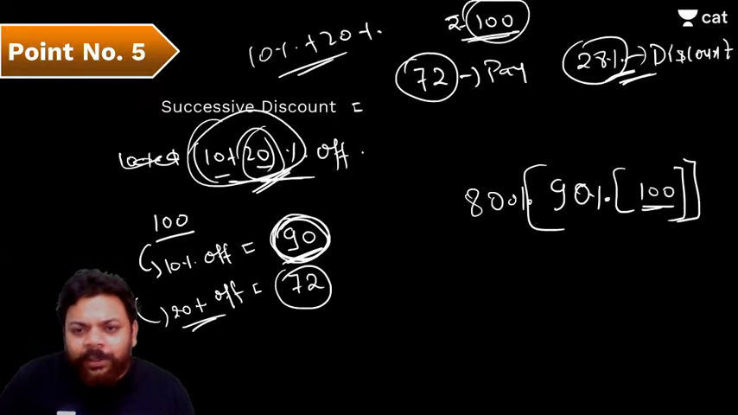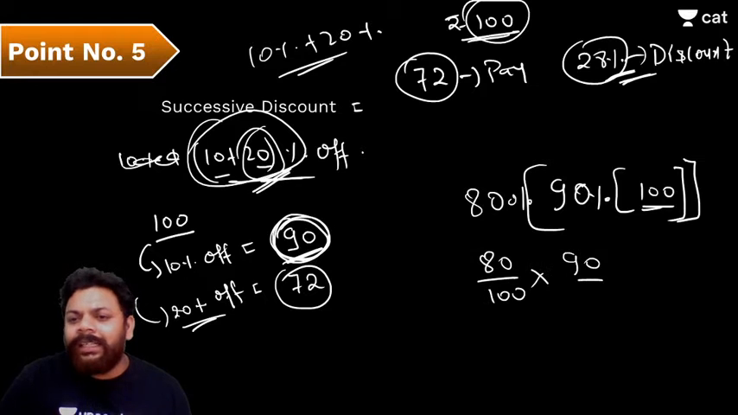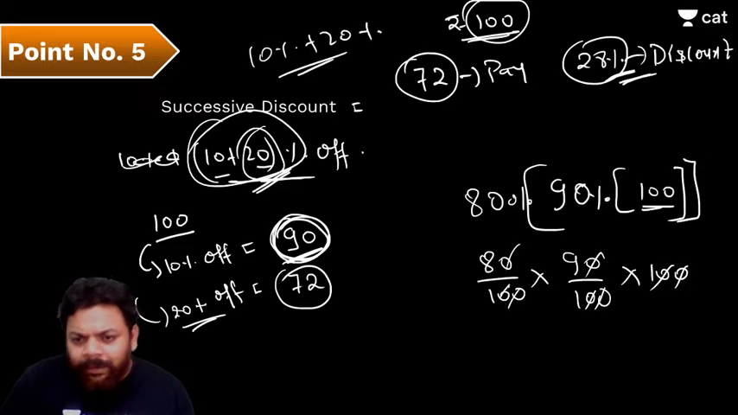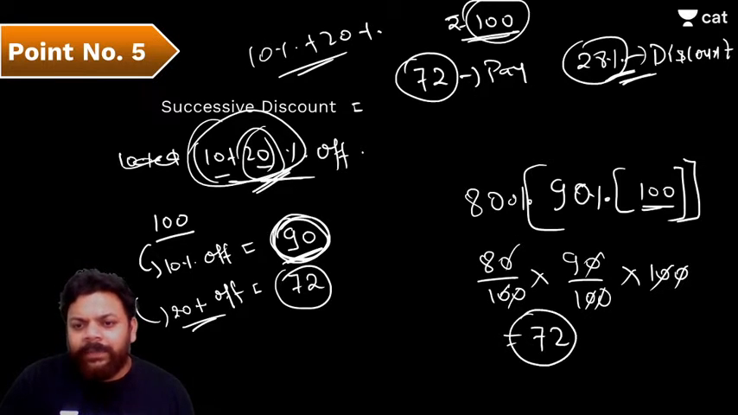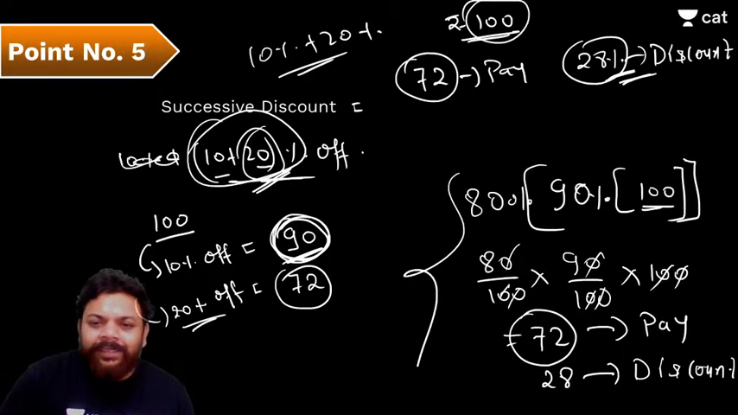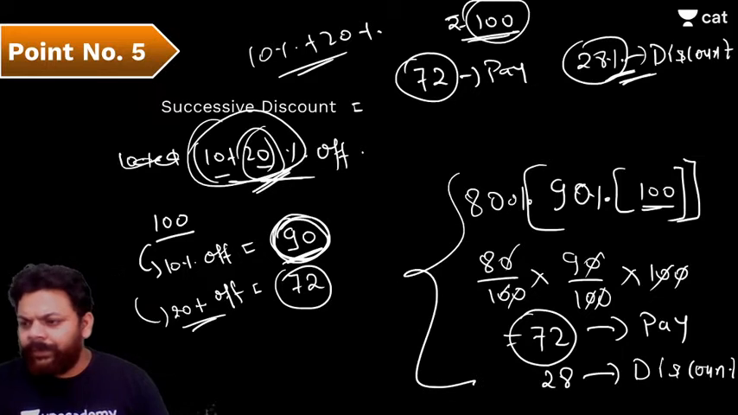So my answer is going to be 80 divided by 100 multiplied with 90 divided by 100 multiplied with 100 is nothing but 72. That means this much we have to pay. So there is a discount of 28 rupees. This is how we can find by our conventional approach.